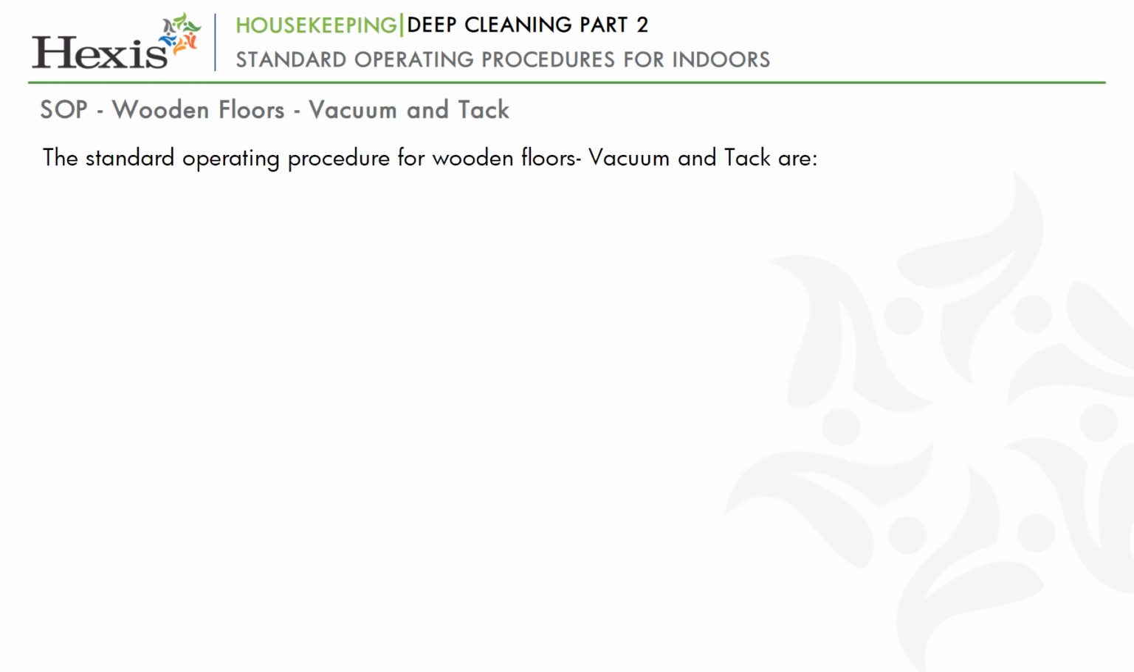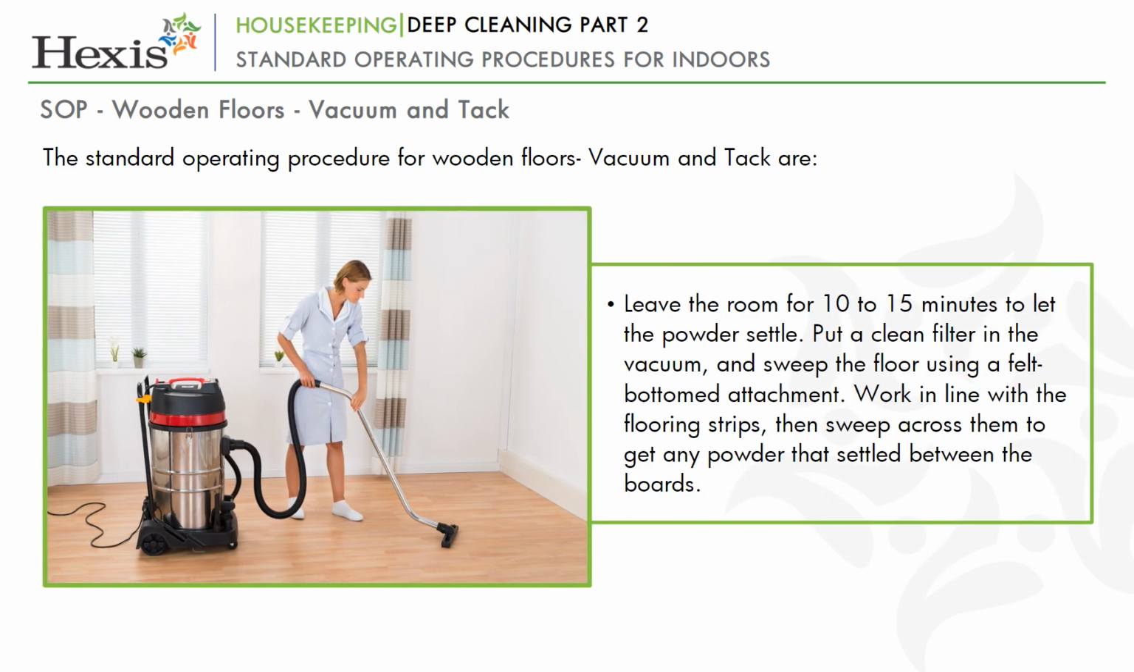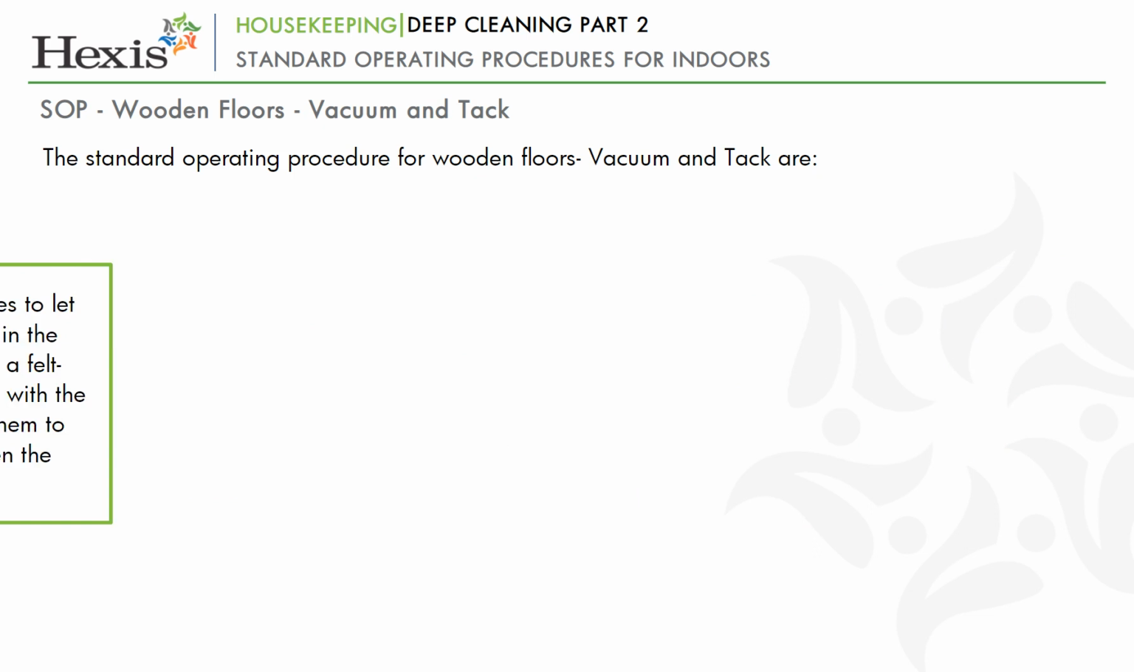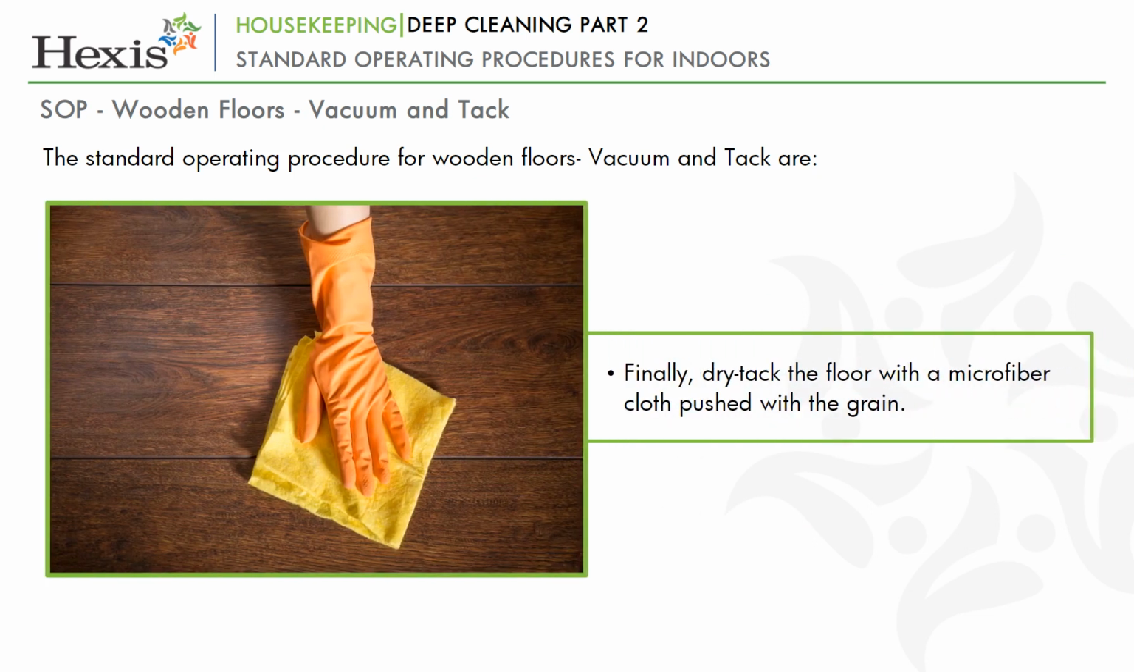The standard operating procedure for wooden floors, vacuum and tack are: leave the room for 10 to 15 minutes to let the powder settle. Put a clean filter in the vacuum and sweep the floor using a felt-bottomed attachment. Work in line with the flooring strips. Then sweep across them to get any powder that settled between the boards. Finally, dry tack the floor with a microfiber cloth pushed with the grain.